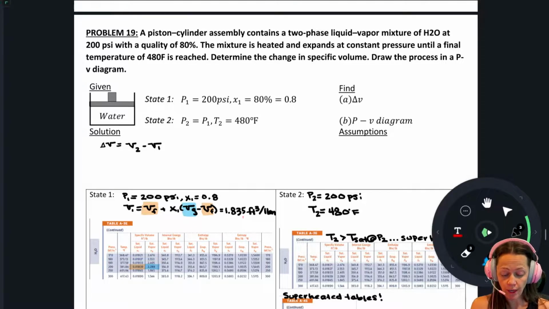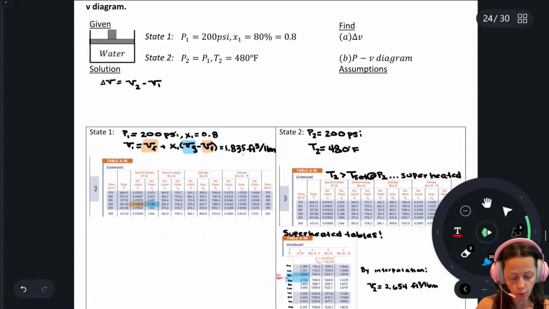So we're going to pick up where we left off on problem 19. We've got a piston cylinder assembly containing a two-phase liquid vapor mixture of water at 200 psi, quality of 80%. It's heated at constant pressure until we get a final temperature of 480 degrees Fahrenheit. We want to find the change in specific volume, and then we're also going to draw things on a PV diagram. So let's look at what we already did.